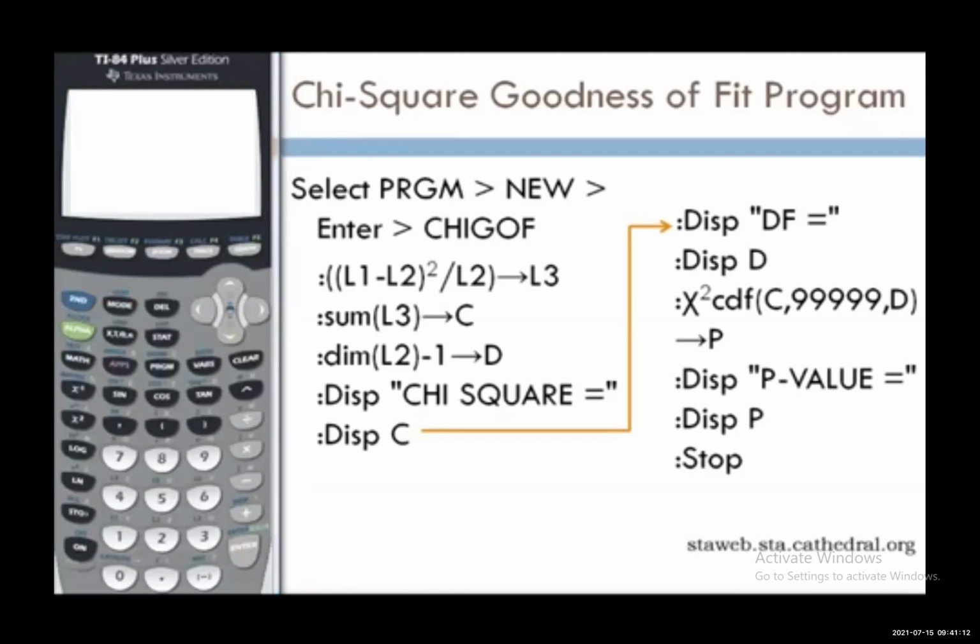To write a program, we will go to Program, PRGM. We will scroll to New, and we will press Enter. We're going to name our program chi-GOF. And right now the alpha is flashing, so that means our alpha is locked. So we'll just choose the green keys, C, H, I, and then G, O, F, enter.